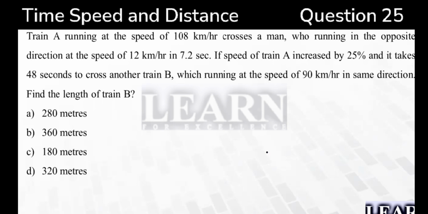Train A running at a speed of 108 kilometer per hour crosses a man who is running in the opposite direction at a speed of 12 kilometer per hour in 7.2 seconds.